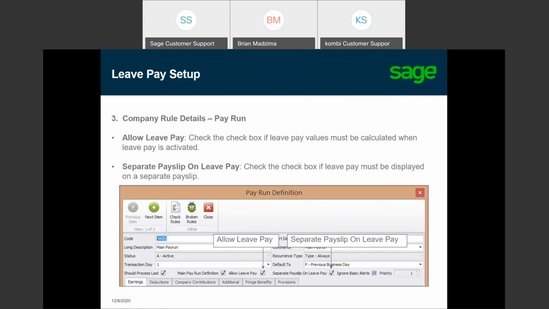Then we also have an option there for separate pay slips on leave pay. So you check the checkbox if the leave pay must be displayed on a separate pay slip. And as discussed, we will then discuss the separate pay slips or multiple pay runs at a later stage in the session.